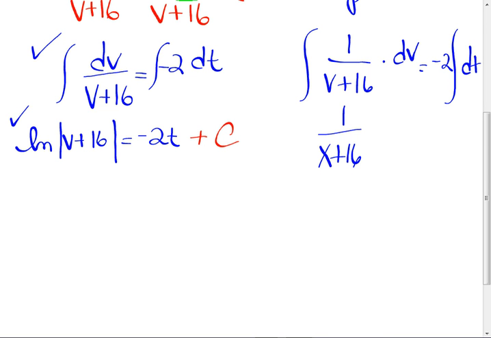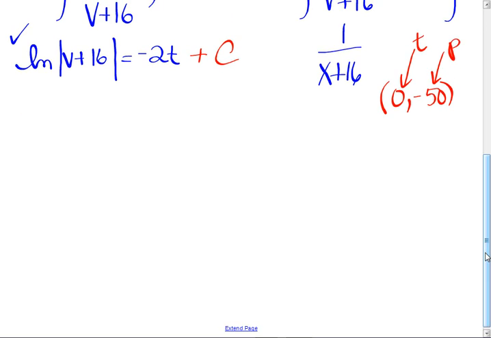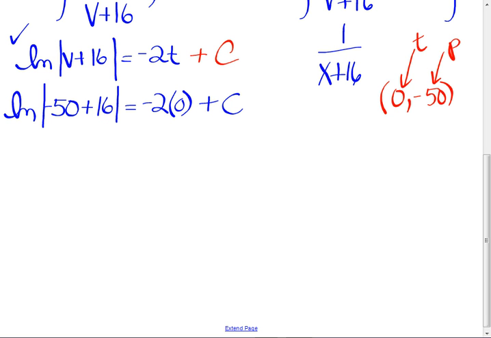Okay, now we need to find C, right? And it goes through 0, negative 50. So I'm going to put this in for the P and this in for the T. And you should be ahead of me. Natural log, absolute, and if I don't have an absolute value here, you're going to find a problem. Can you take a log of a negative number? No. Remember, the domain for the log function has to be positive. And this is 0 plus c.